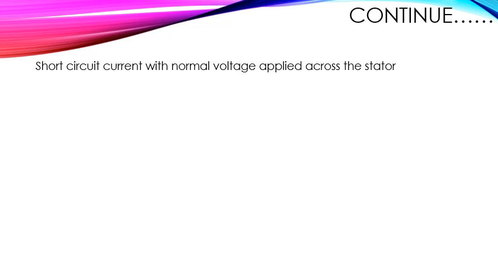Now the short circuit current with normal voltage applied across the stator can be calculated as ISC equals 7.6 multiplied by the ratio of no load voltage to the short circuit voltage, that is 400 by 52, and that is the short circuit current with normal voltage, and it is 58.46 amperes.